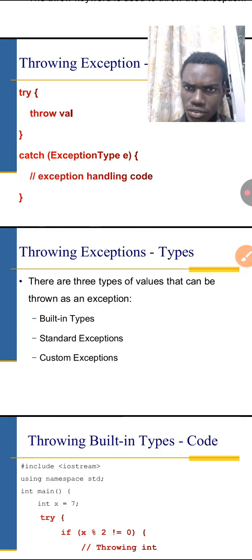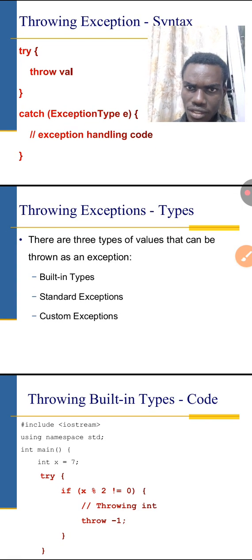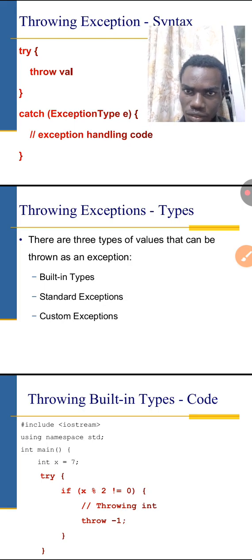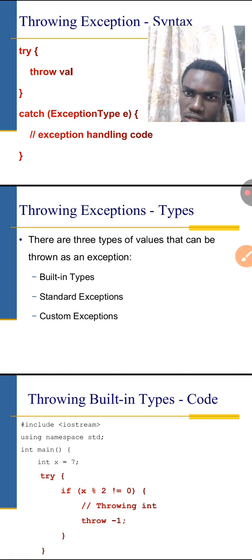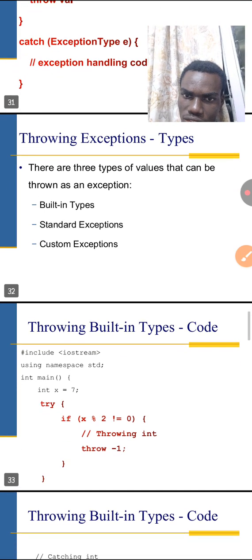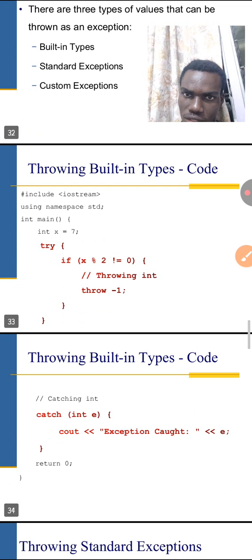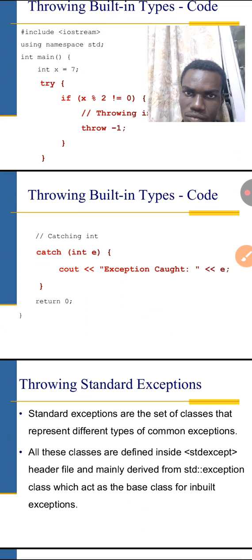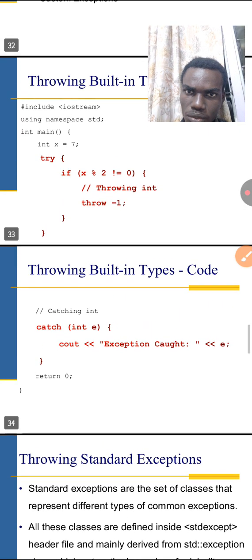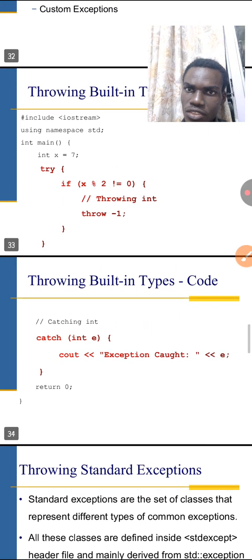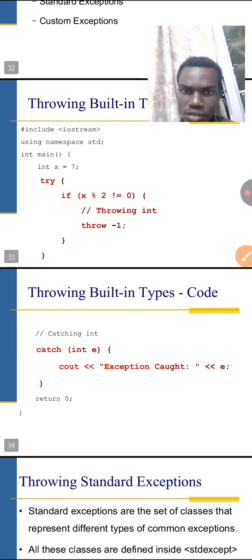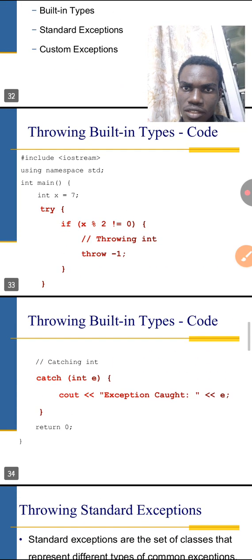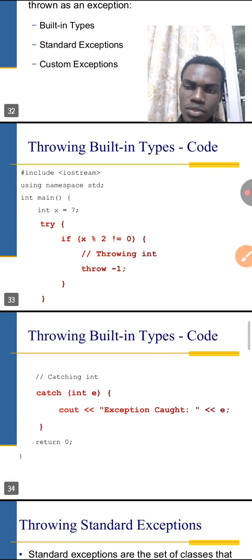Now let's look at the throw exception types. There are three types of values that can be thrown as an exception. We have the inbuilt types, we have the standard exceptions, we have the custom exceptions. So the inbuilt types. Here's an example of the inbuilt type. You just need to use the keyword throw, and we are able to use it. But they all have rules which you have to follow.